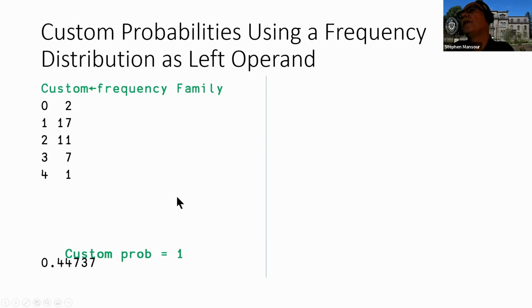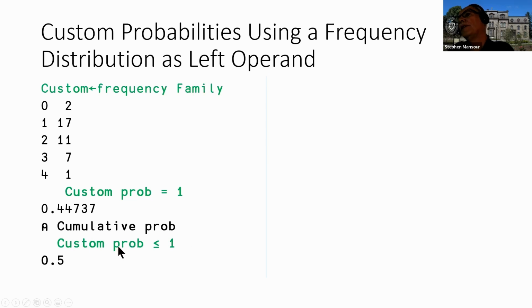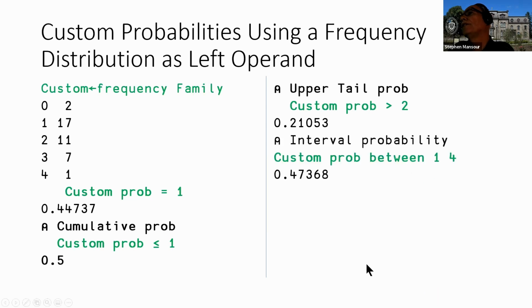So I can indicate custom probability equals 1. So I've replaced a statistical distribution with this matrix. And so I get 44%. And I can do cumulative probability, custom probability less than or equal to 1, upper tail probabilities, and interval probabilities, such as the probability between 1 and 4 siblings. What's the probability that they have more than 2 siblings, and so on. So that's the first way we've enhanced the probability operator.